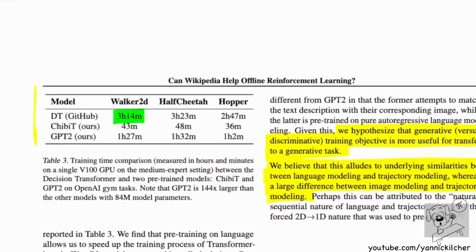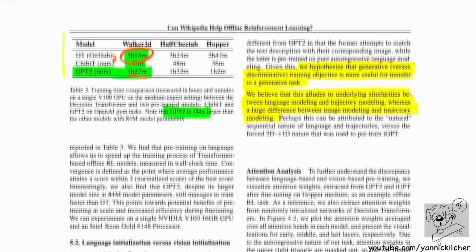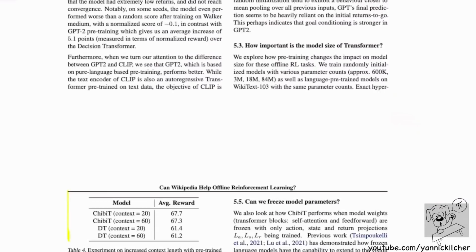So instead of like 3 hours, their models of the same size need 43 minutes. And their model that is a lot larger, I believe GPT-2 is 144 times larger, only uses an hour and 27 minutes, so still half of the time of the decision transformer. Now, I also wonder whether they have based their code base on the decision transformer, or whether some of this difference is also due to just a better implementation. So yeah, that is that.